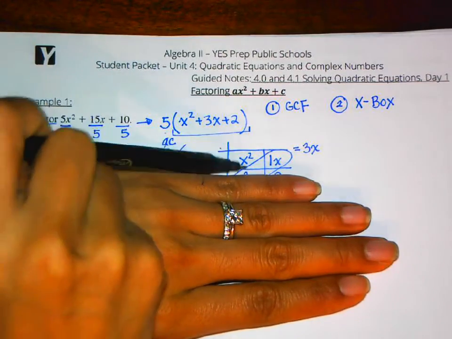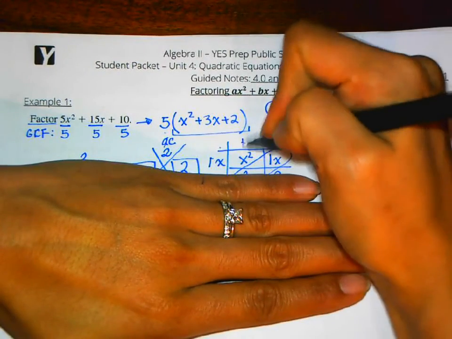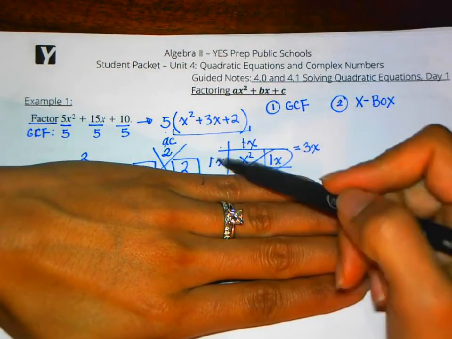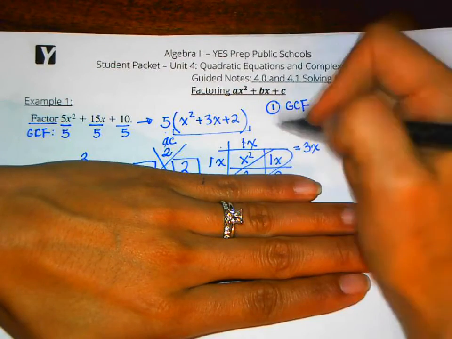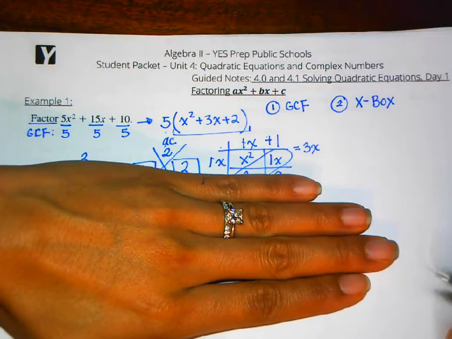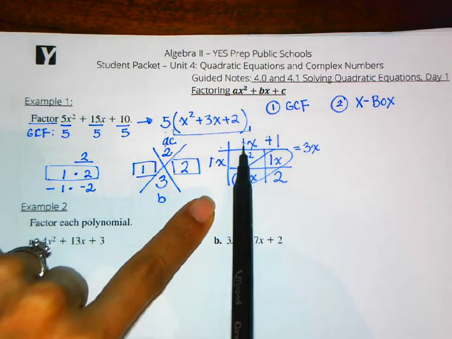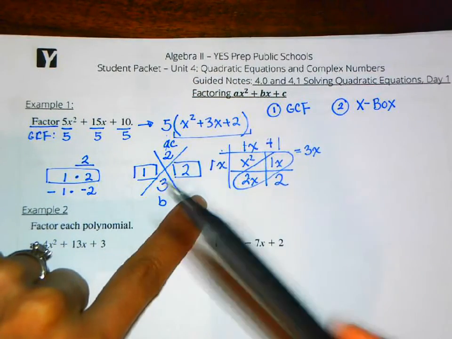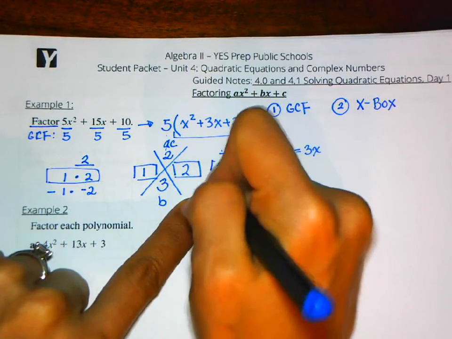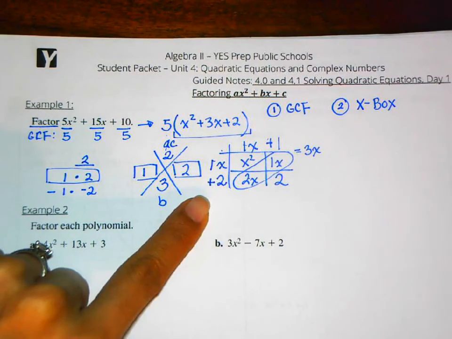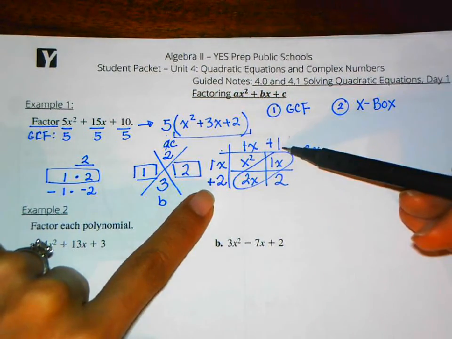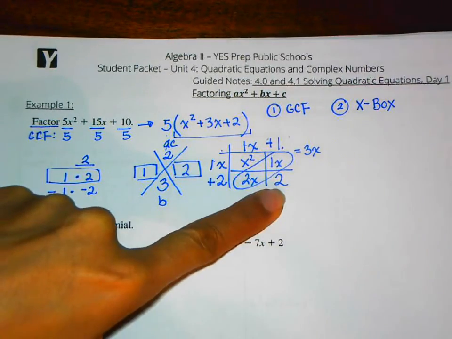1x times what equals 1x squared? That's going to give me 1x. 1x times what equals 1x? That's going to give me positive 1. Do the same thing. Uncover the bottom 2. 1x times what equals 2x? That's going to give me positive 2. And just to double check, 1 times 2 is going to give me positive 2.